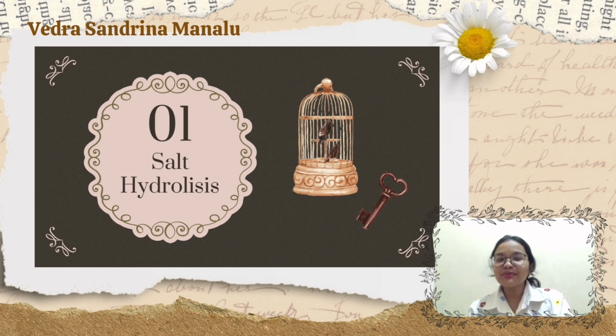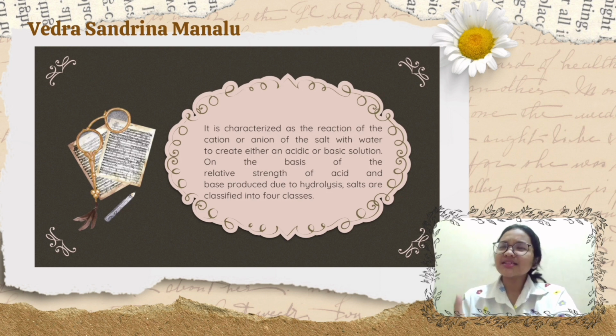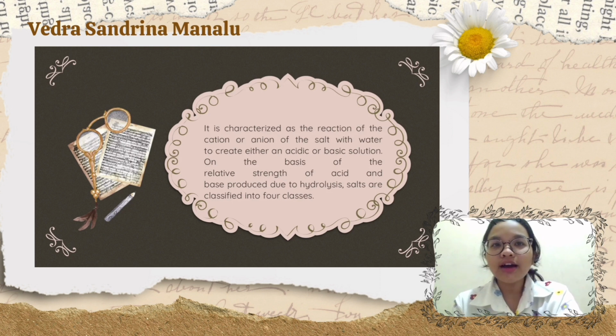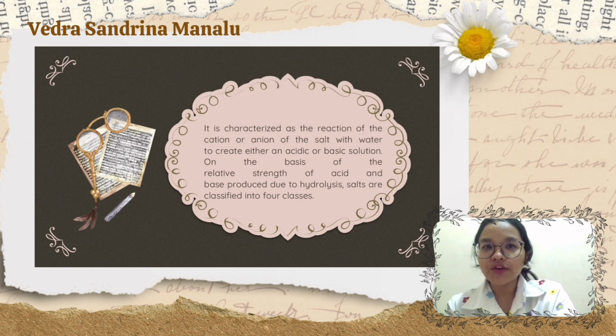At first, I'm going to talk a little bit about salt hydrolysis. Salt hydrolysis is characterized as the reaction of the cation or anion of the salt with water to create either an acidic or basic solution. On the basis of the relative strength of the acid and base produced due to hydrolysis, salts are classified into 4 classes, and the classification will be discussed by my colleague.